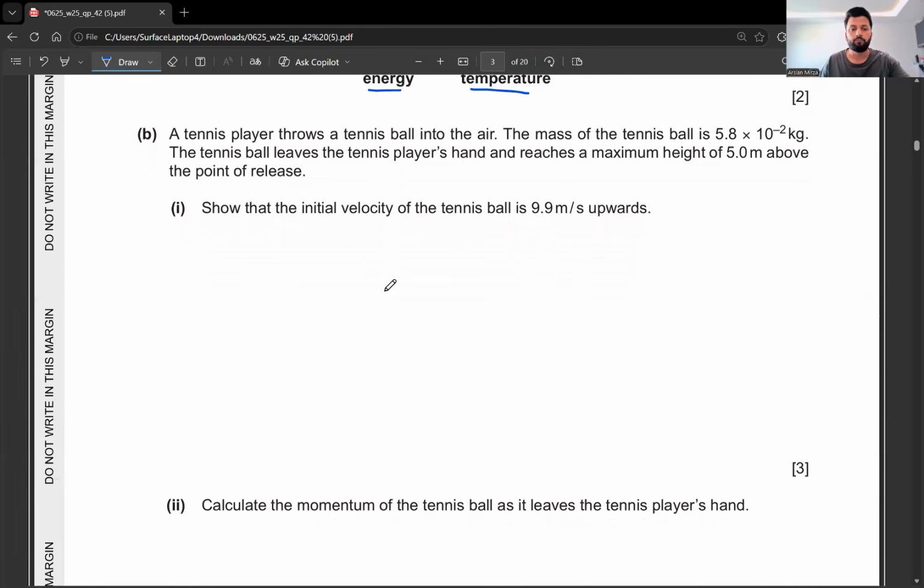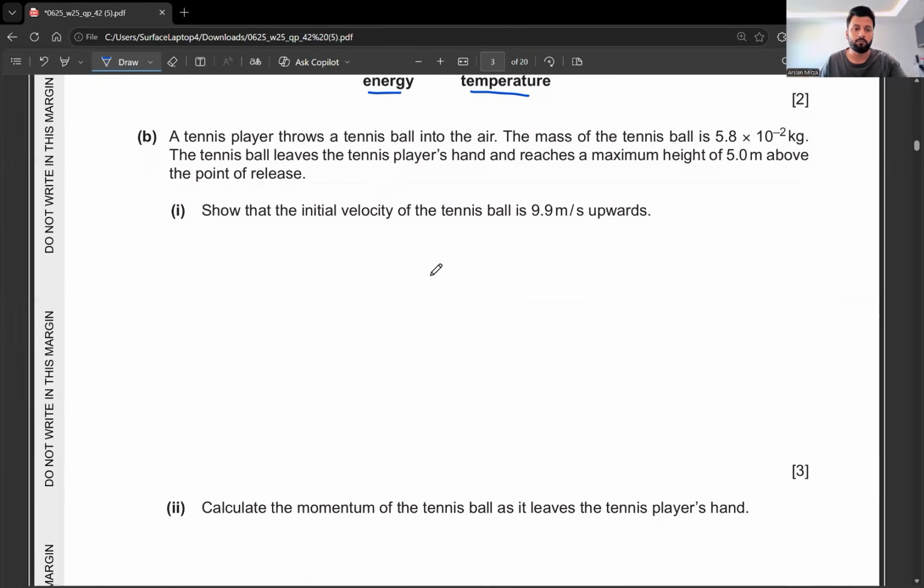Okay. Part B, question 1B, a tennis player throws a tennis ball into the air. The mass of the tennis ball is 5.8 times 10 power minus 2. The tennis ball leaves the tennis player's hand, reaches the maximum height. So we have the mass. I'm just writing symbols. We have maximum height. Show that the initial velocity is 9.9 meters per second. So we have to prove this answer.